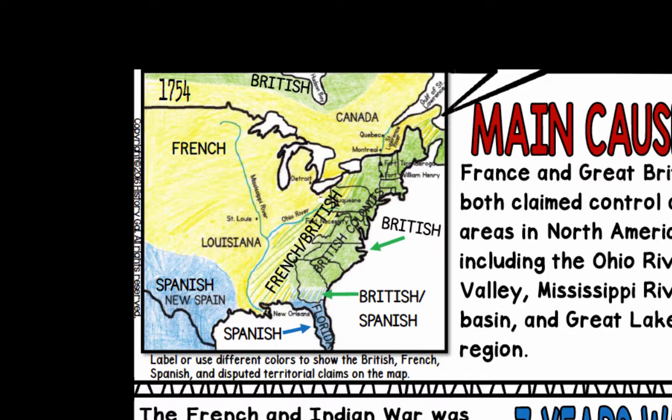Looking at the map before the war starts and looking at the map that you're going to create after the war starts gives you a visual representation of how much has changed in terms of who is in control of what land at the end of the French and Indian War. So it's very important that you make your map as close to this as possible.